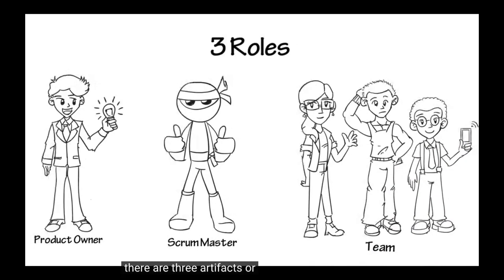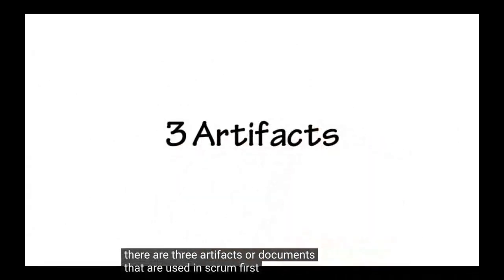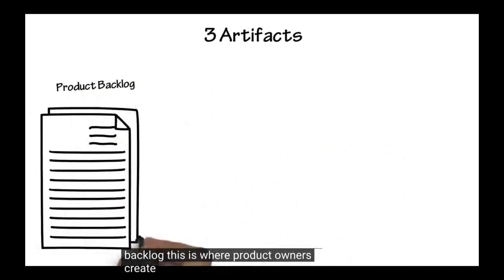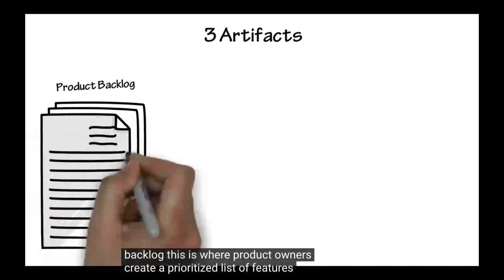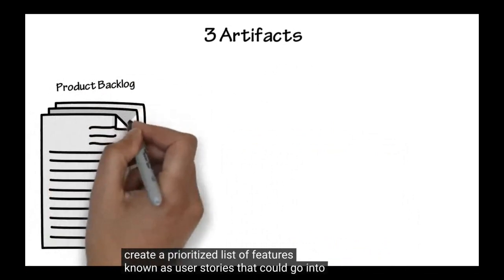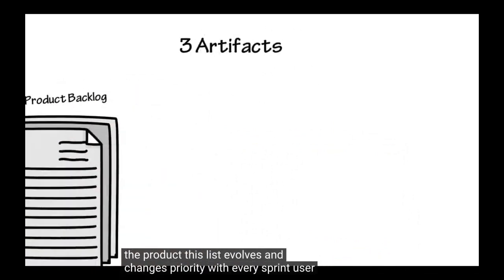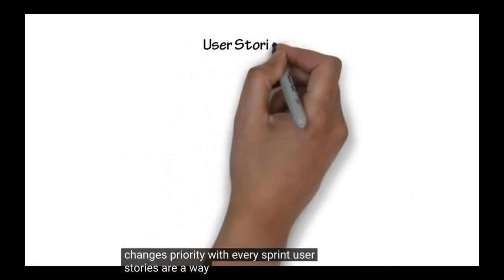There are 3 artifacts or documents that are used in Scrum. First, the product backlog. This is where product owners create a prioritized list of features known as user stories that could go into the product. This list evolves and changes with every sprint. User stories are a way of describing.